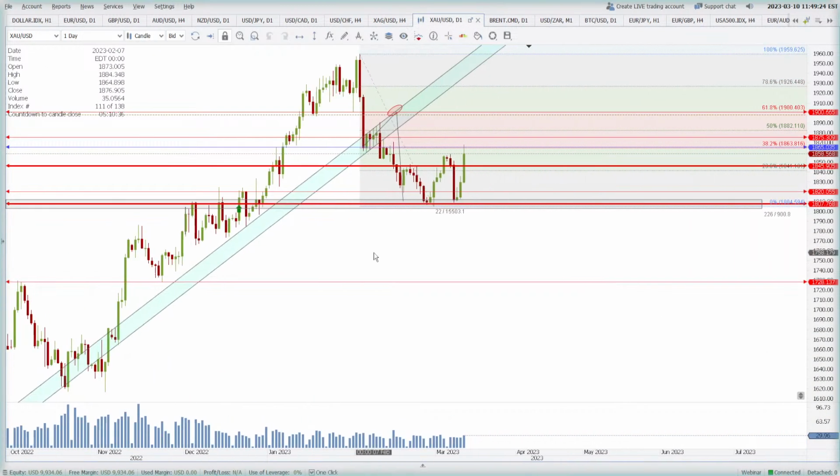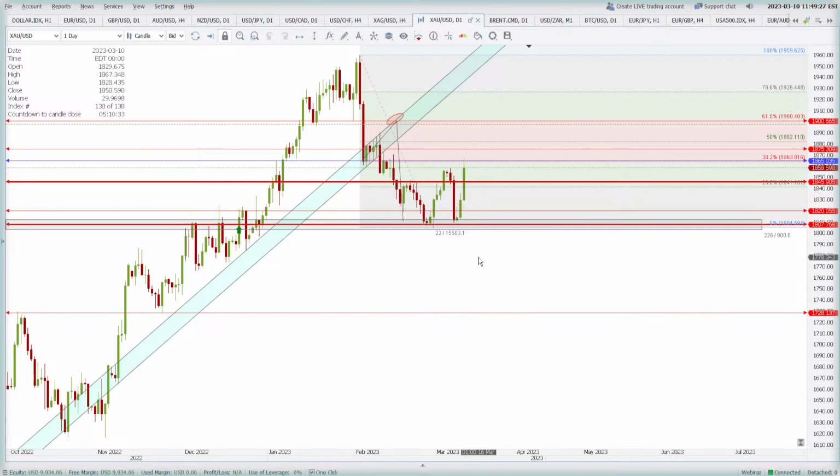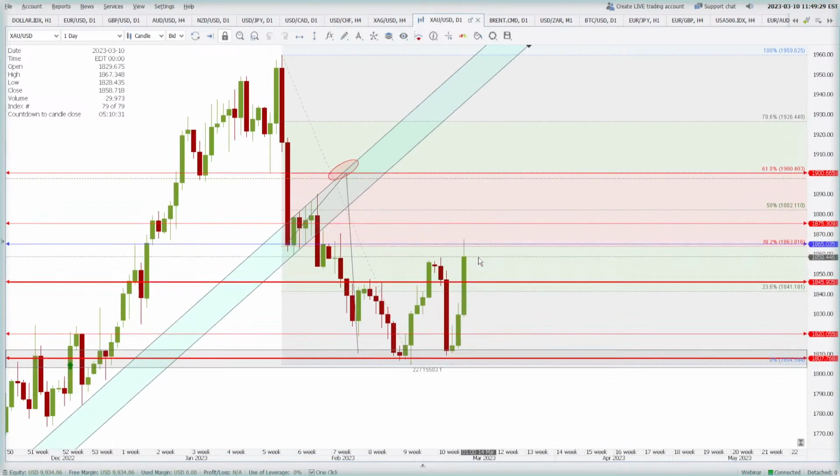In the case of gold, on similar lines, we have actually already taken the 1865 targets on this one. If you remember, yesterday I was talking about the targets: on the higher side it is 1865, and on the lower side we have 1807 as the support.